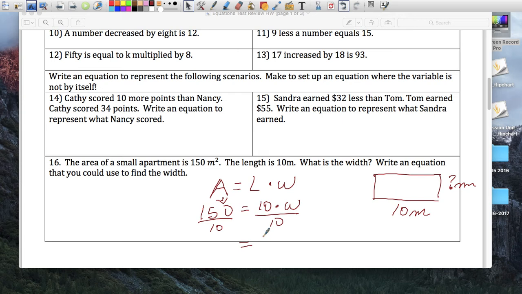Does that make sense? Let's see. To find the area of this rectangle, I do length times width, 10 times 15, and 10 times 15 is indeed 150 meters squared. That's a big apartment, okay?